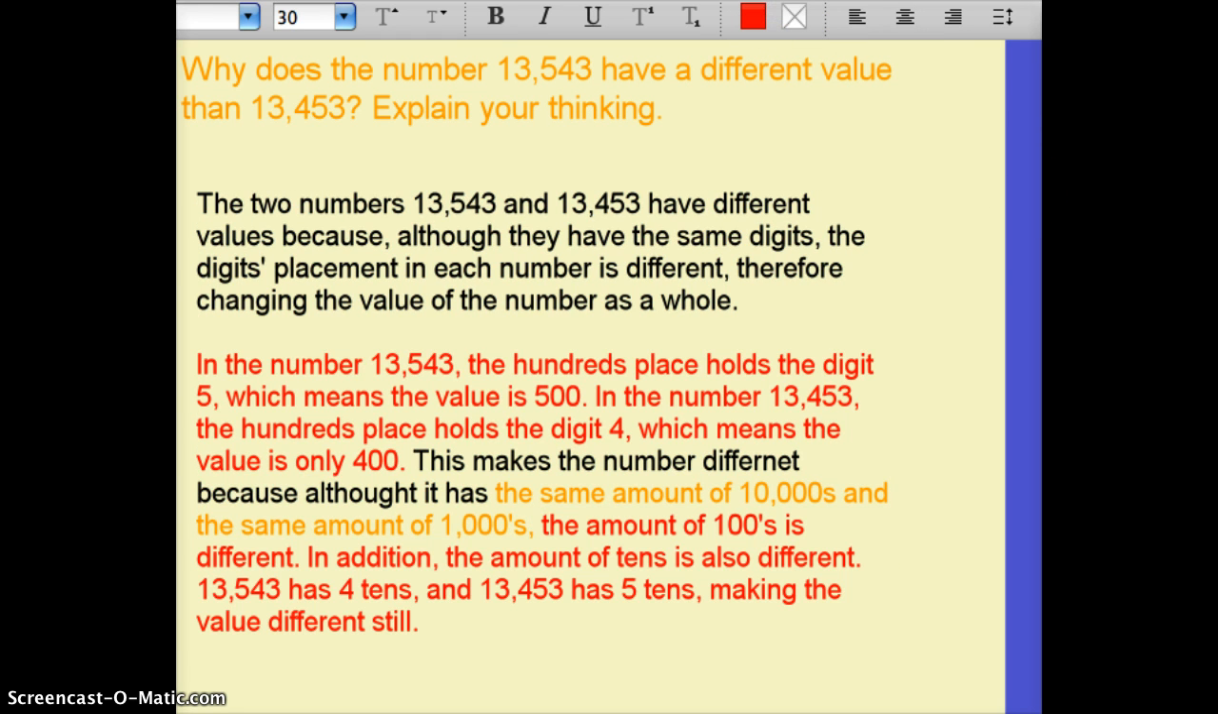So this is a sophisticated response. I'm not just saying that one's bigger than the other. I'm explaining why, using my knowledge of value, using my knowledge of base 10. Now it's your turn to practice.